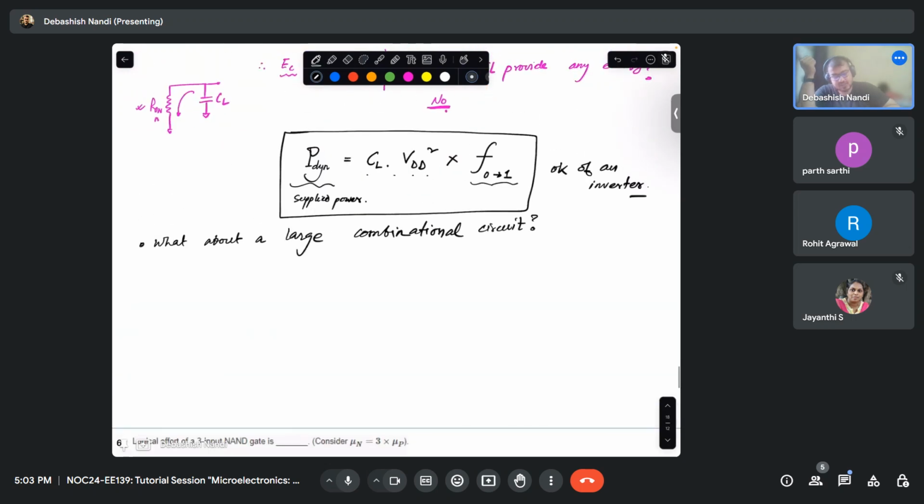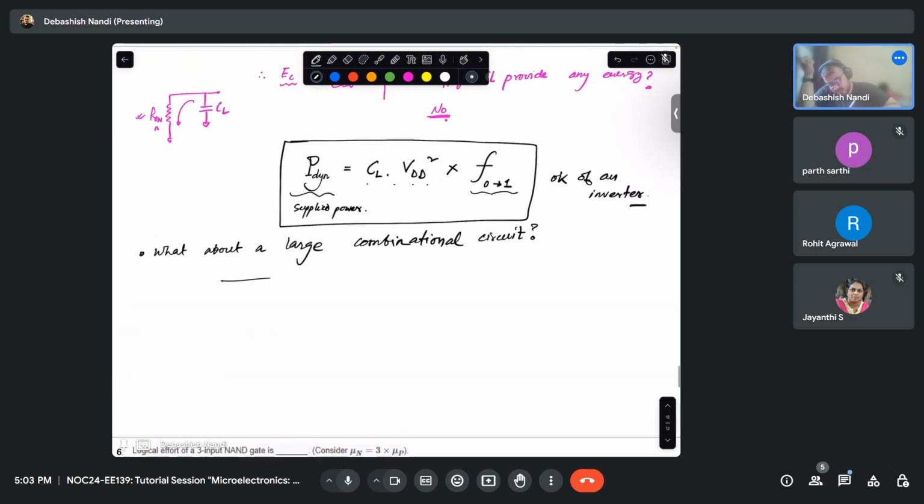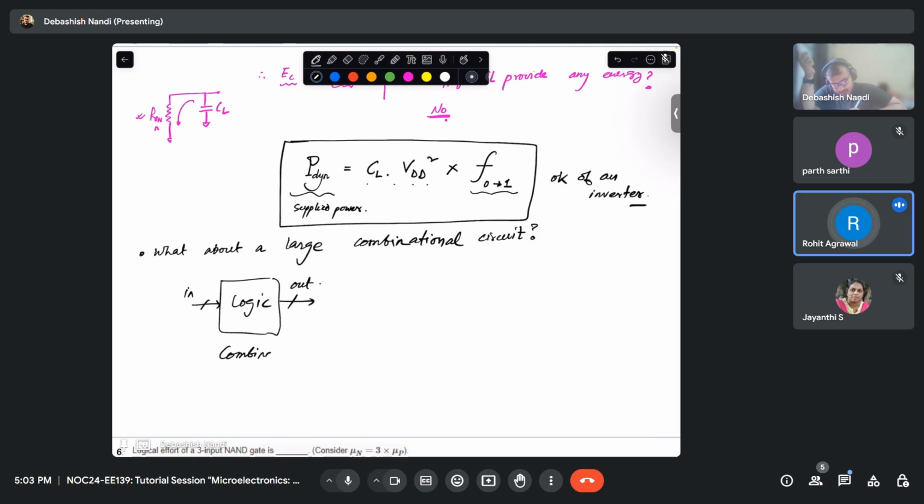You guys know, right? What is combinational and sequential? If you have only logic, this is your input. This line, the dashed line symbols, multiple inputs. This is your output. This is combinational.